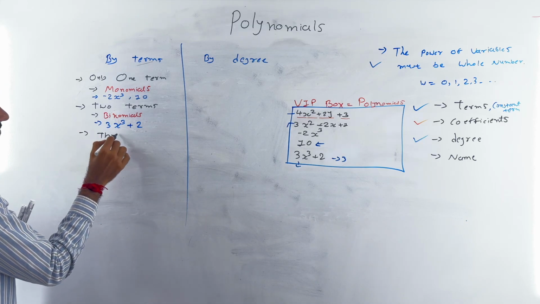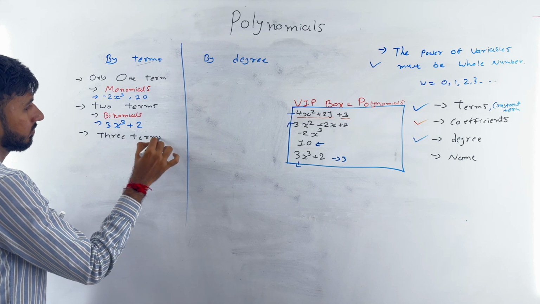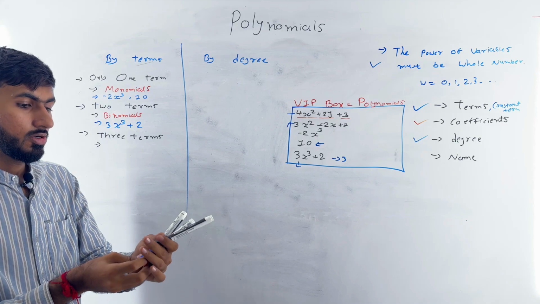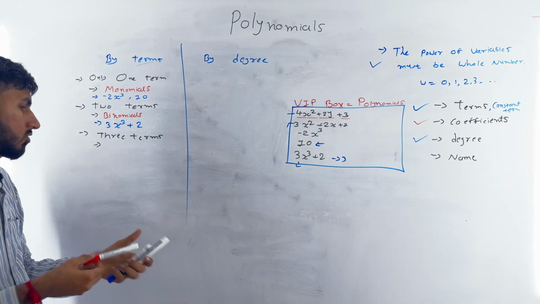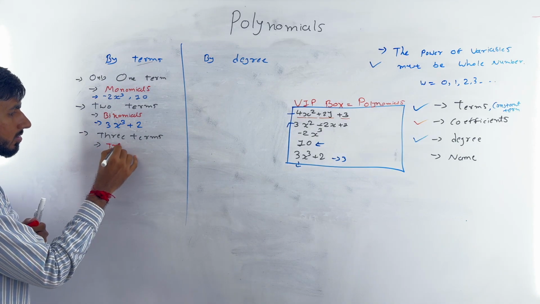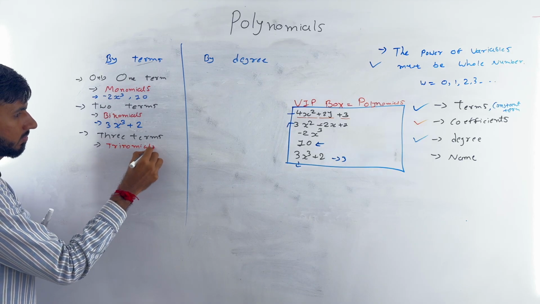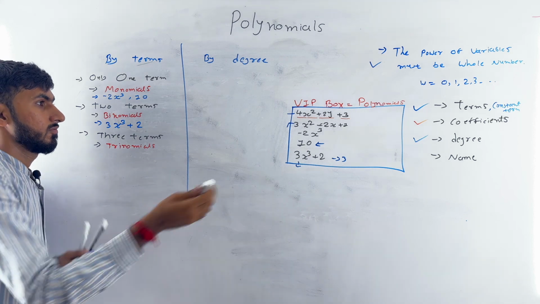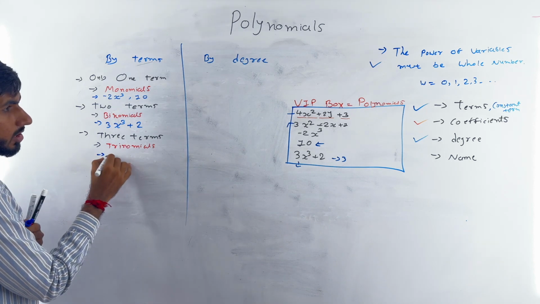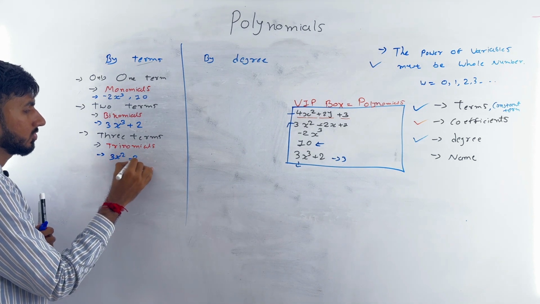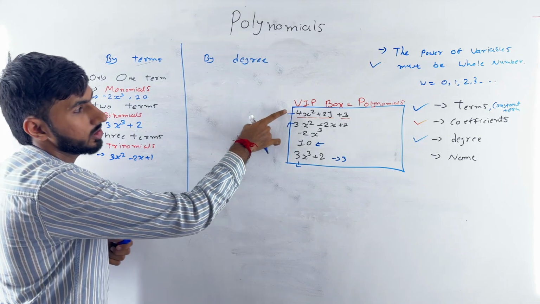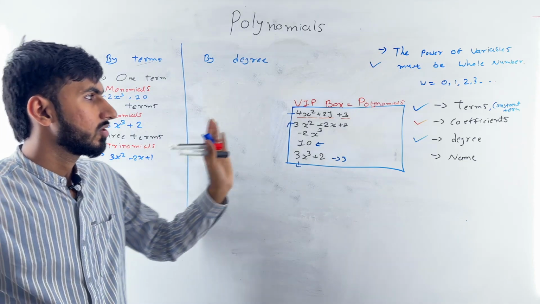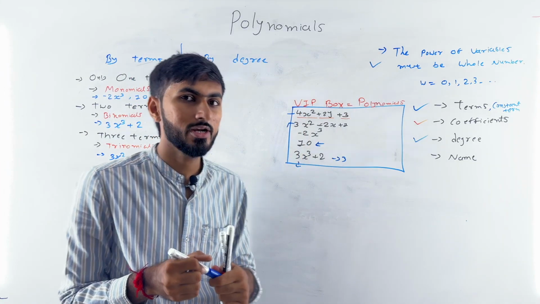Polynomial with three terms. Now tri means three, so I can say it trinomial. Now give me an example of trinomial. From this I can say 3x square minus 2x plus 1. This one is also an example of trinomial, but I am not writing it here because in this chapter we are going to study only polynomials with one variable, right?